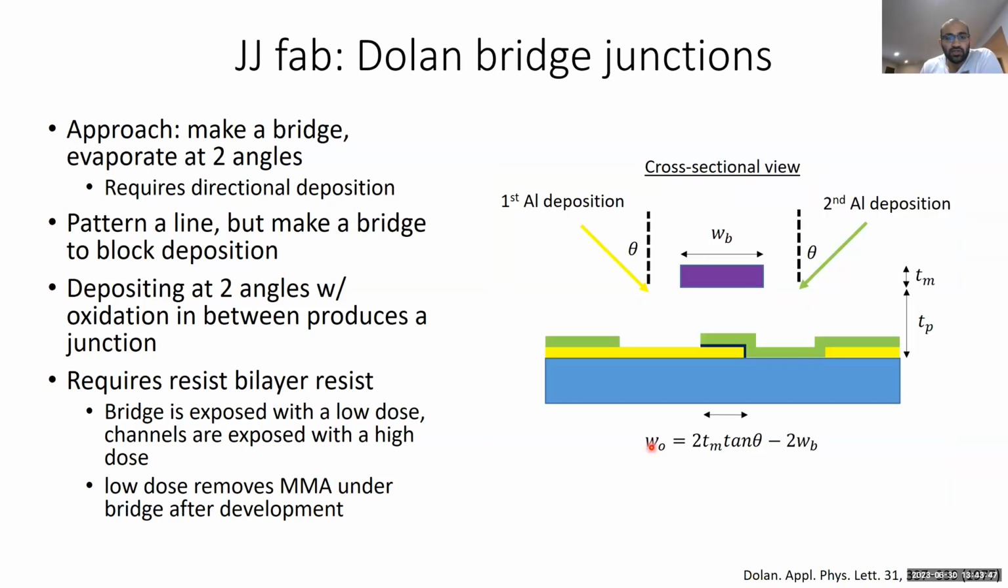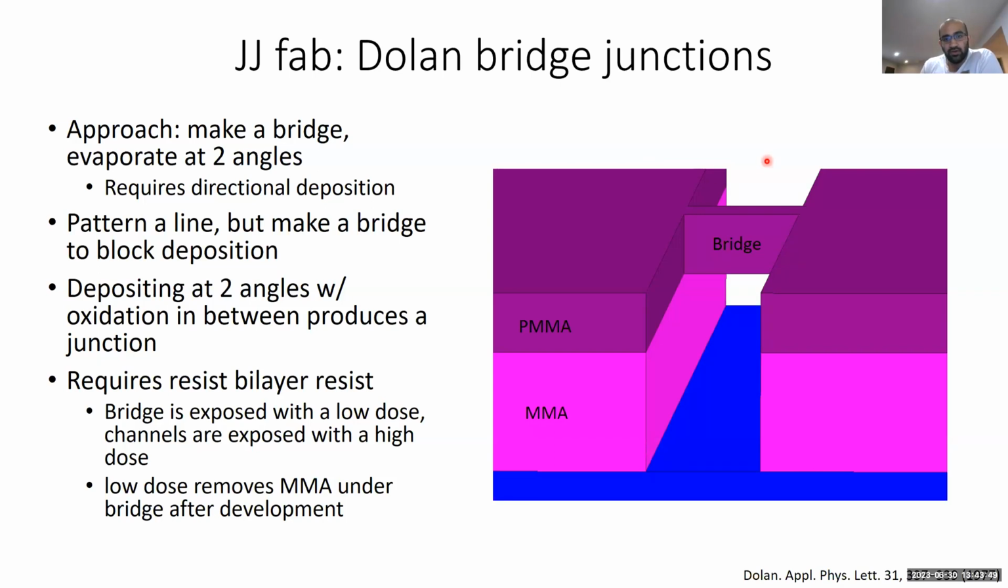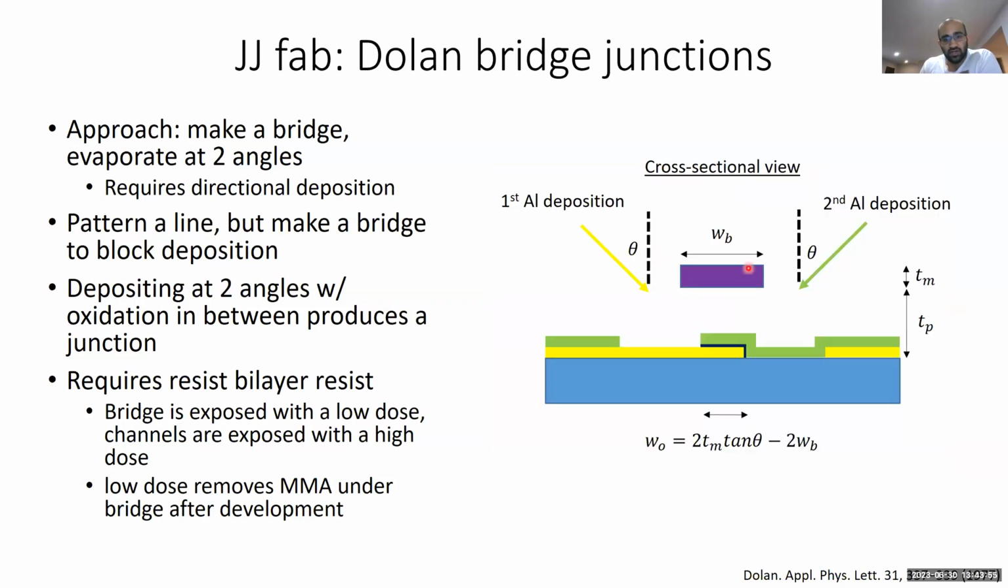Okay, so here's another view. I'm going to create a cross section that's along this trench here, and that's what we're seeing here. So this is the bridge. And now we evaporate at two angles. In the first angle, the deposition will be blocked by the bridge here, and so you'll have a gap right here. The first deposition is yellow, and the second deposition is in green.